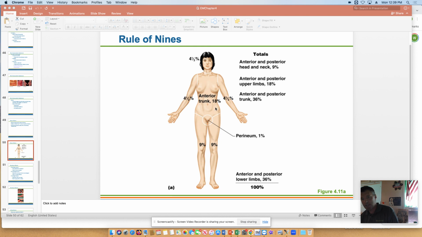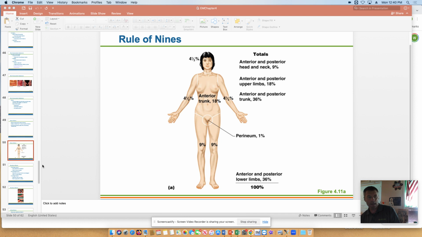Your anterior trunk is 18%. Anterior and posterior upper limbs are 18%. So the fronts are 9%, and the backs would be another 9%. That's your upper limbs. And then your trunk, you'd have 18% front of your body, another 18% the back of your body. 9% times 4, front of each leg, back of each leg, 36%.